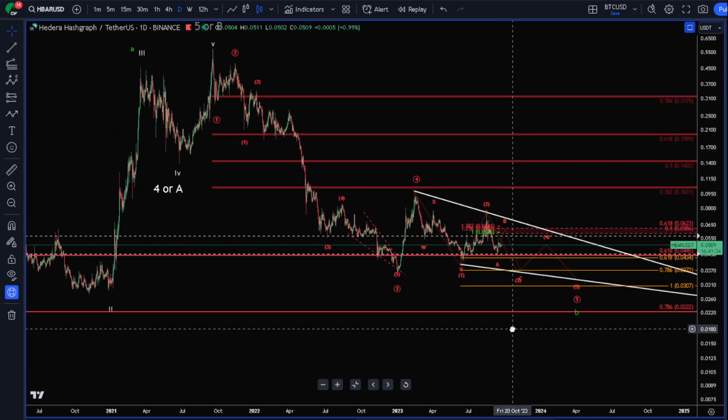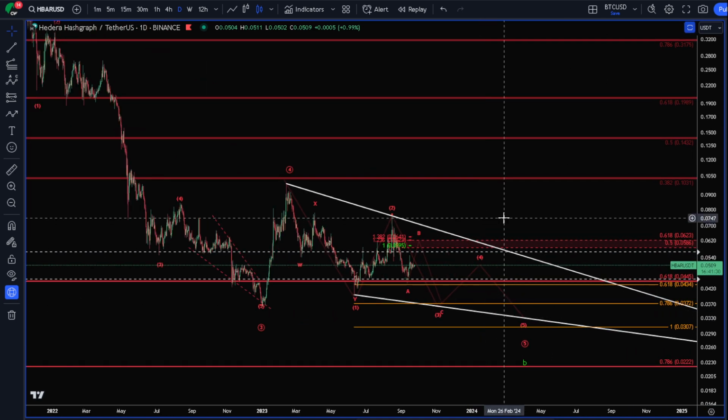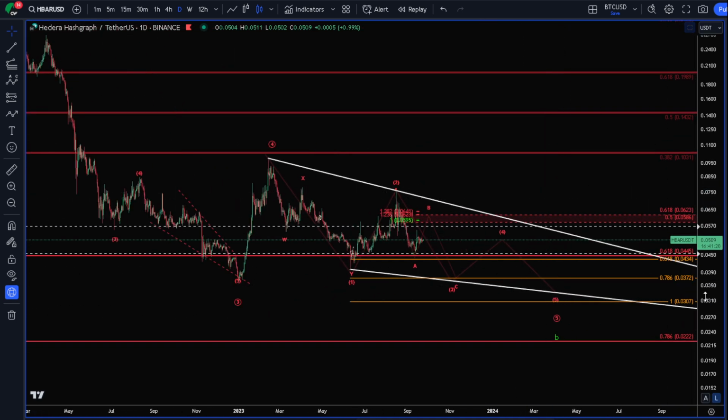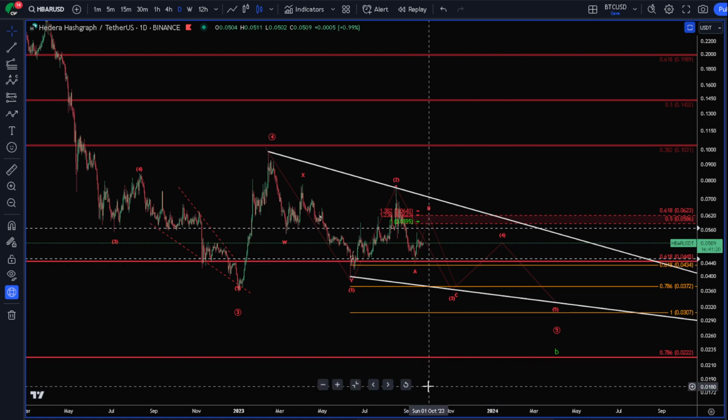So right now just focusing down in this area. I have this finishing as an ending diagonal, or alternatively a triangle or a flat. Right now my bias is that this is an ending diagonal just based on everything else in the market.